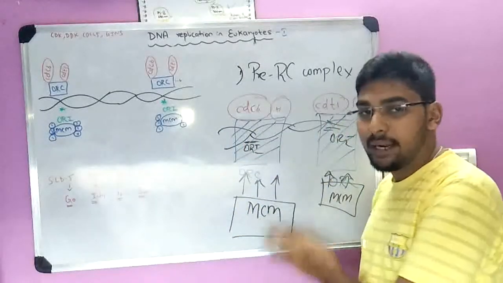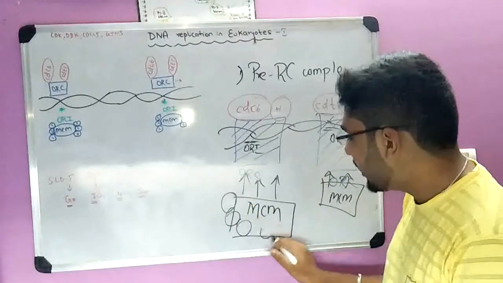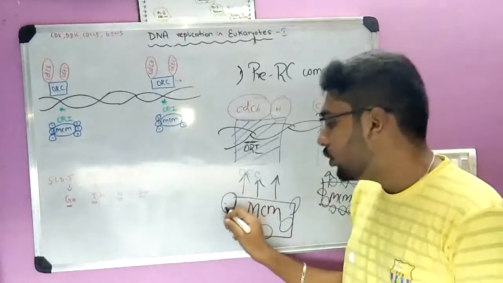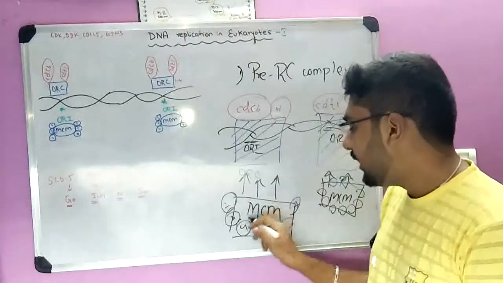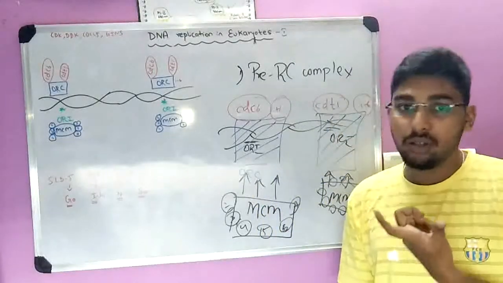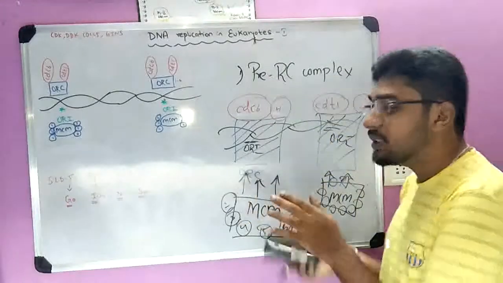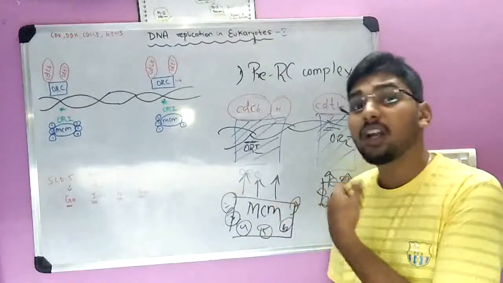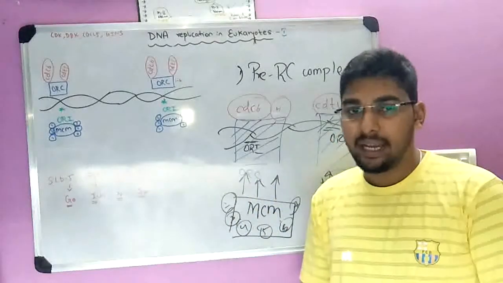This mini chromosome maintenance protein is also a hexamer. It is made up of 6 subunits, MCM2, MCM3, 4, 5, 6, 7. So MCM2 to 7. The name itself says these proteins can maintain a small amount of DNA. Mini means small, and chromosome is nothing but DNA. So it can maintain small amounts of DNA. It is very much necessary for the initiation and elongation of DNA replication. Without this, DNA cannot replicate itself.